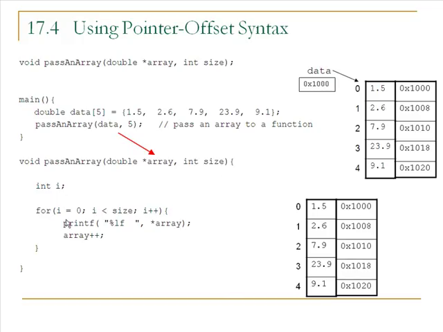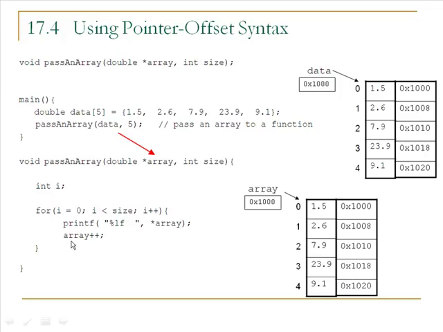Okay, now let's work in here inside of the function where it's been passed as an address. We're going to write a loop that will print out the array values. So this should be familiar to you, a loop that goes 5 times. And now this is the new part. We're going to print out what's pointed at by array. Well, what value is in array? The first time through this loop, it has 1000. What's pointed at by 1000 is 1.5.